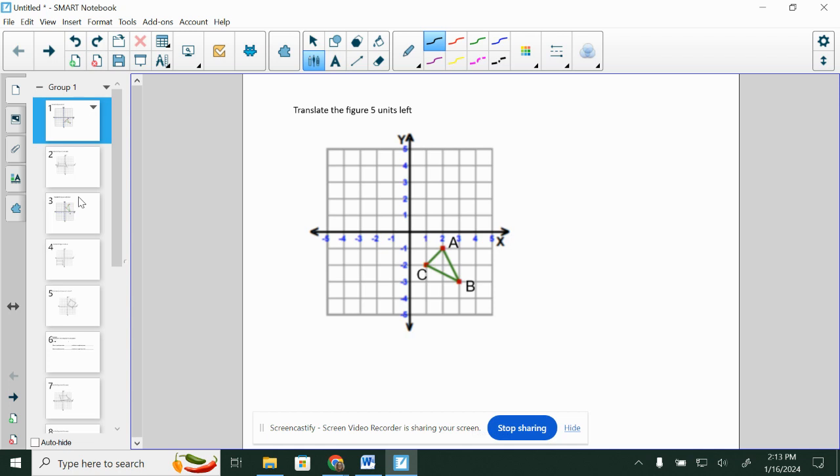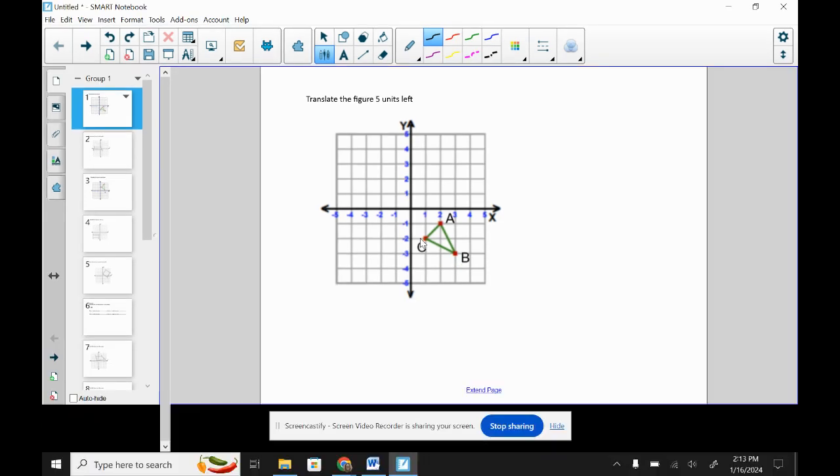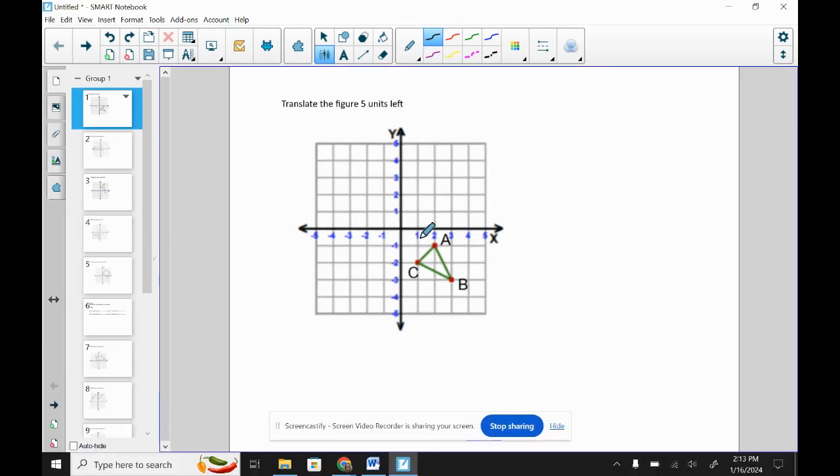Okay, so the first thing that we're going to do in this investigation is look at translations. This particular one is telling us to translate this figure 5 units to the left. So all that means is we're going to take each point and move it 5 units to the left.